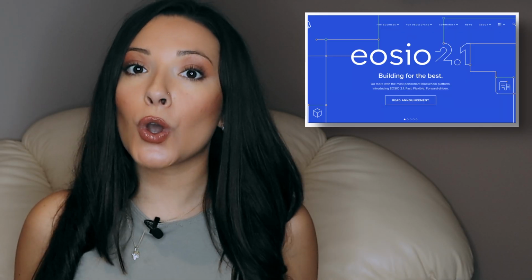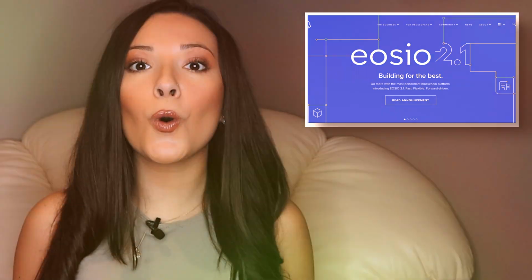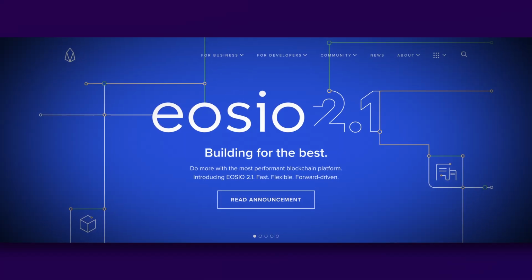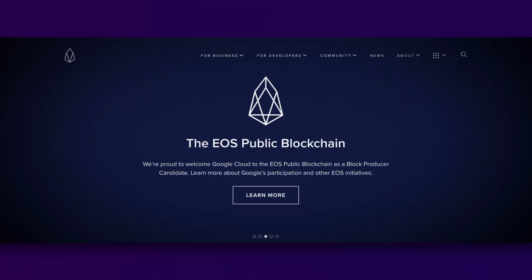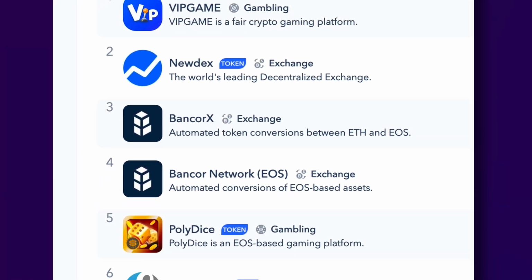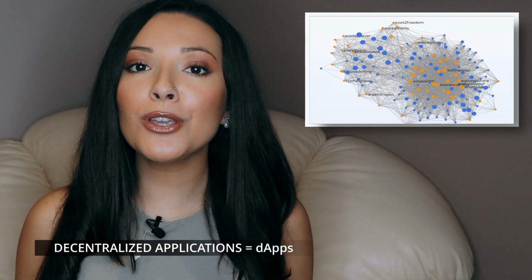Introduced in a white paper by a company named Block One in early 2017, EOS.io's goal was to create the foundation for blockchain technology that would allow unprecedented speed, scalability, and flexibility for developers to create commercial-scale decentralized apps or dApps that could be used by thousands of people at the same time.